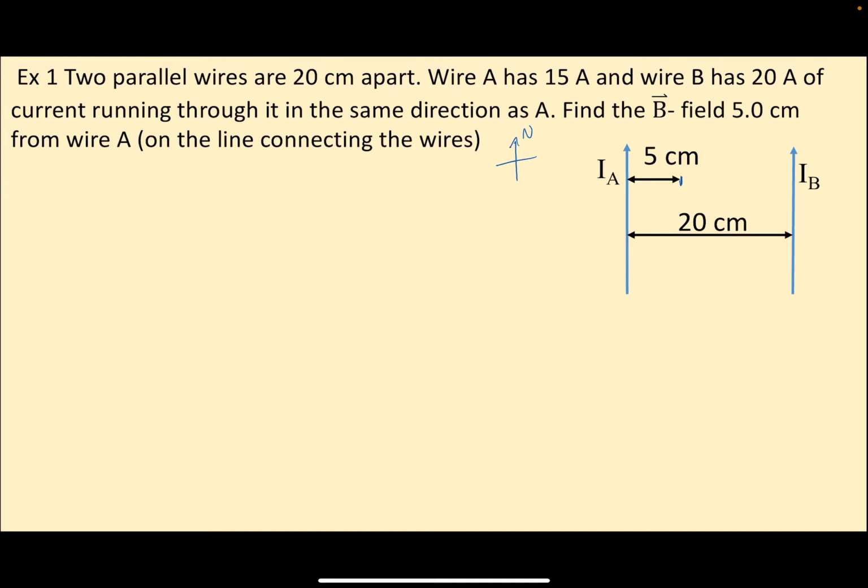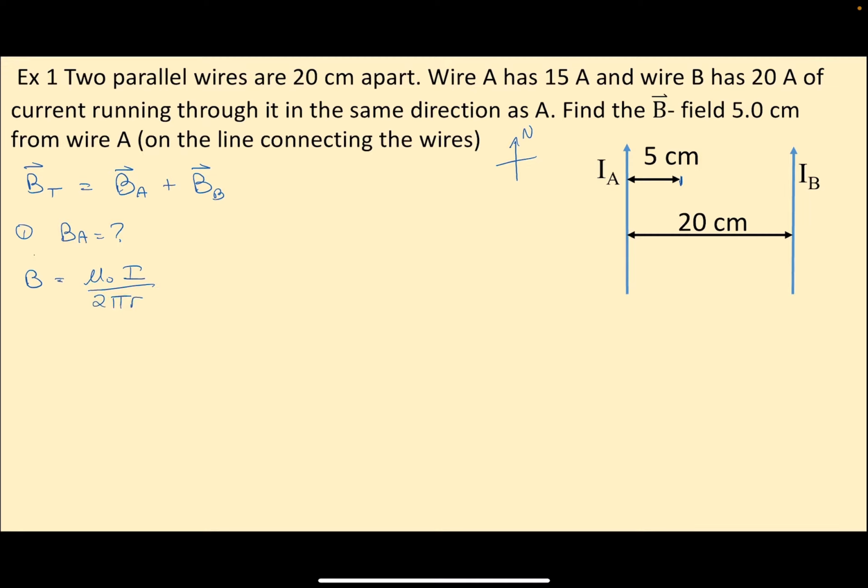In order to figure that out, we're going to have to say the total B field is the B field due to A, remember, these are vectors, plus the B field due to B. We're going to have to find those. So first, what is the B field due to A? We know that the magnetic field is equal to mu naught I over 2 pi r.